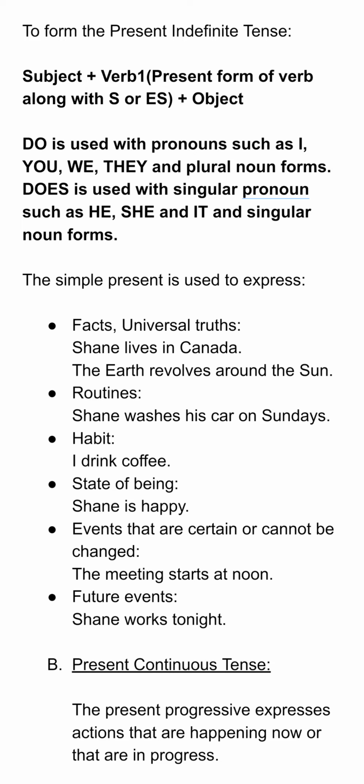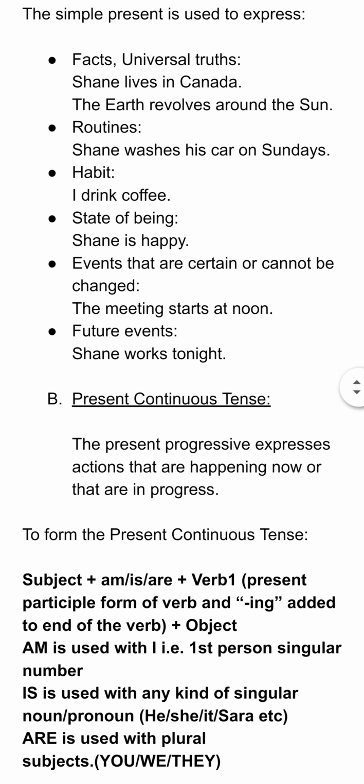Sometimes these such events can be changed as well. For example, the meeting starts at noon. Okay? The next one that comes is future events. Sometimes present indefinite tense is also used to express future events. For example, Shane works tonight.